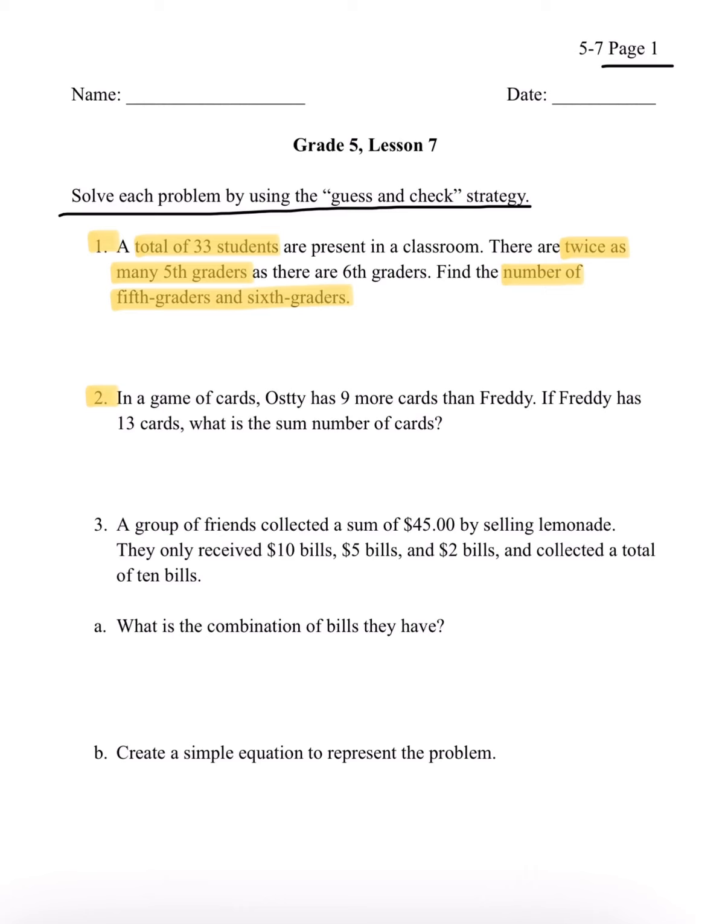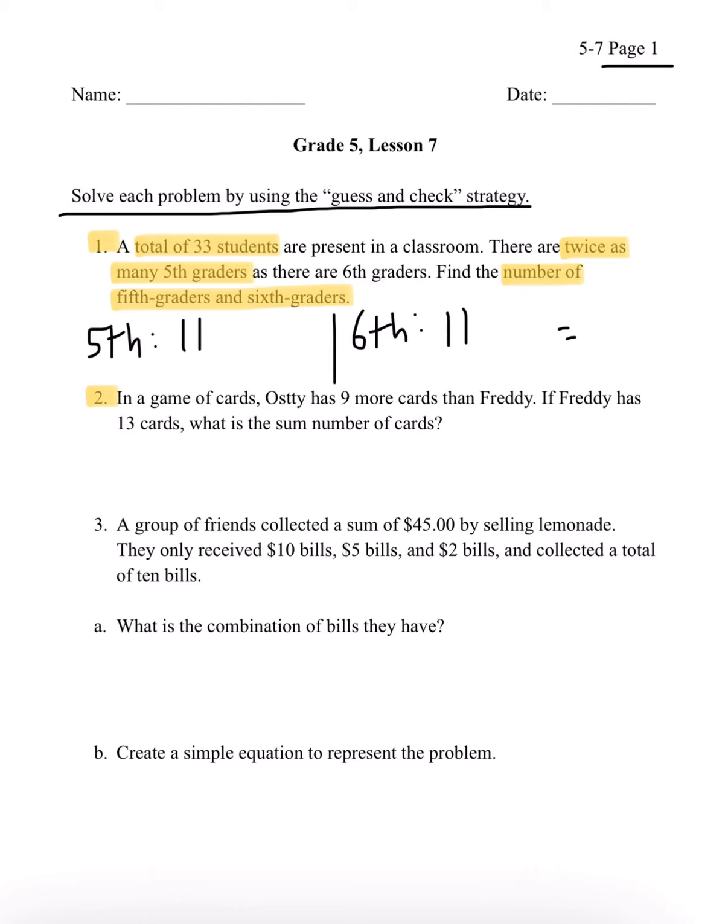Okay, so 5th graders, and this will be 6th graders. So we have 33 students. So the guess and check strategy, we just guess a number and we check along the way to see if we're on the right track to finding the number. So 5th grade, let's say there's like 11 students. 6th graders, there's 11 students. 11 plus 11, we get 22. We're just 11 off, right? From 33, which is the total we want to get.